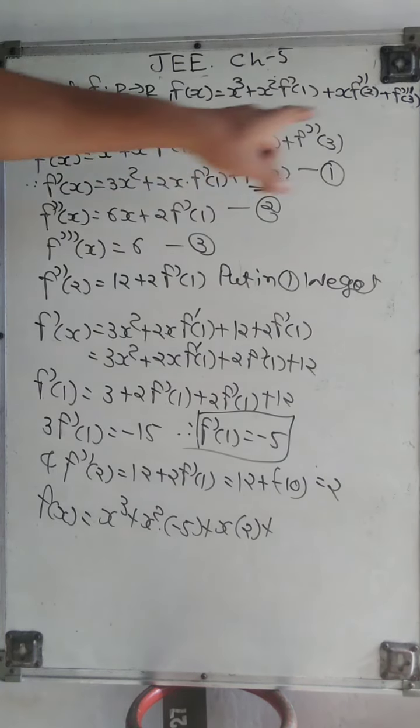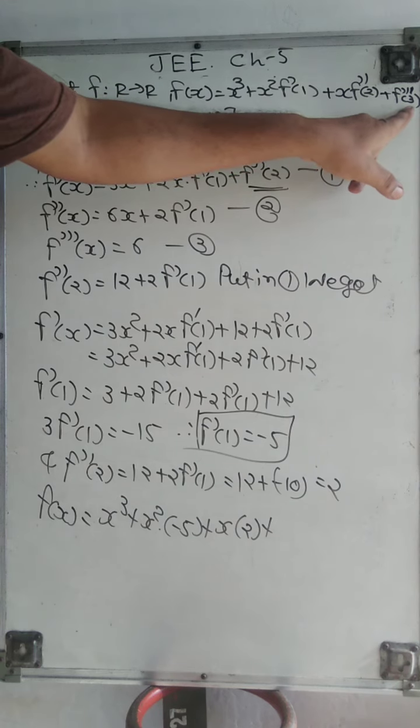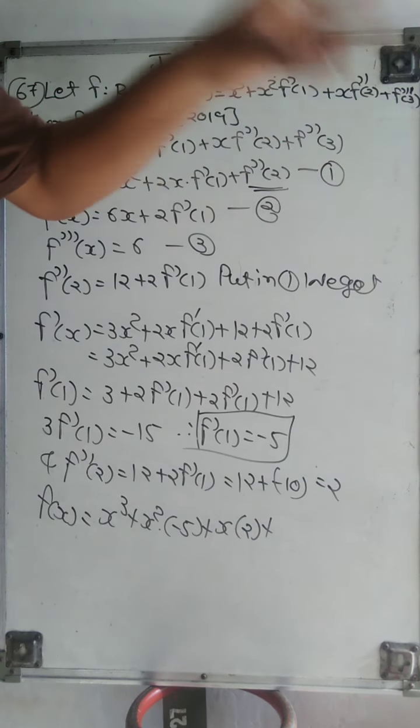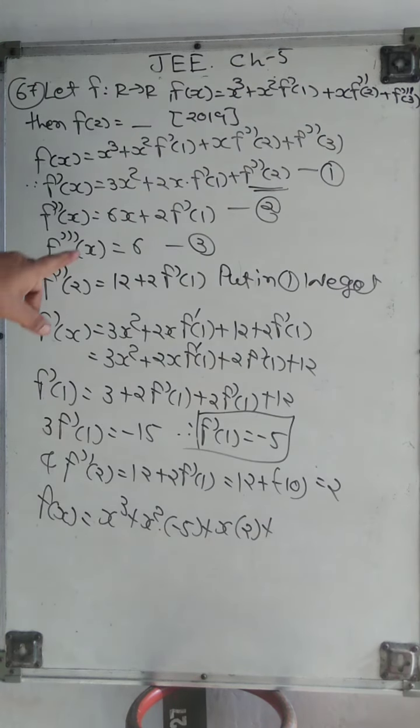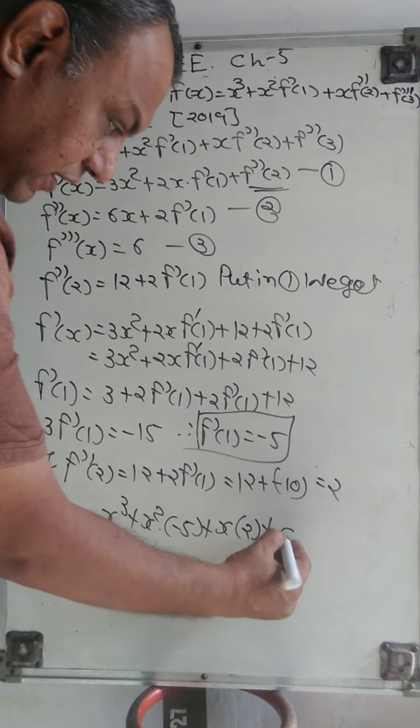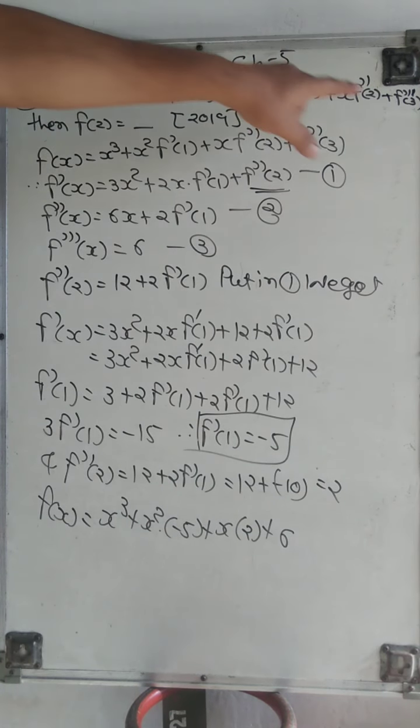Okay, there is one correction in the statement: here this is f triple dash 3. So here we find that f triple dash x is 6. Therefore f triple dash 3 is also 6. So there is one mistake in our statement.